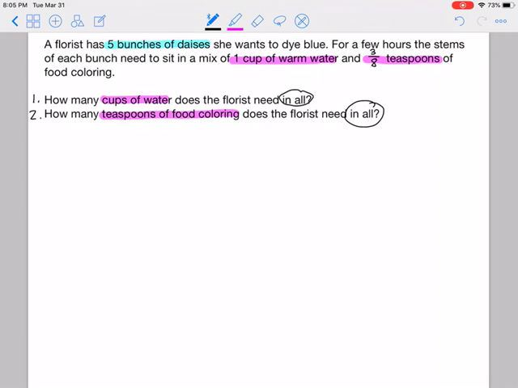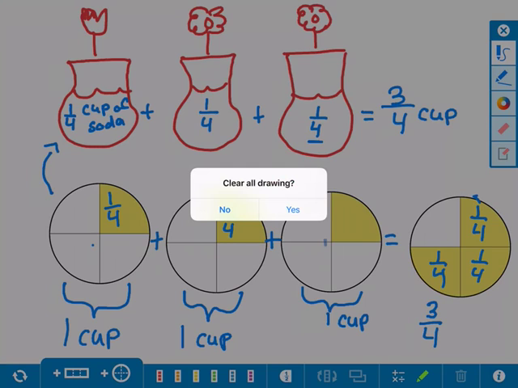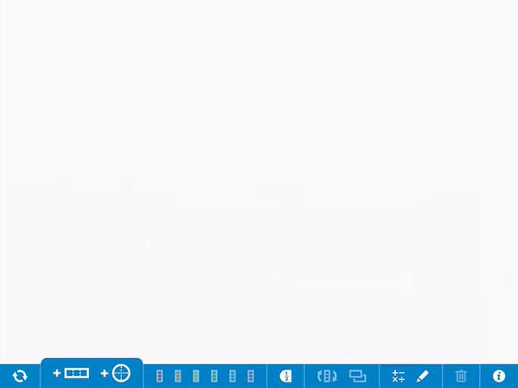So we're going to solve this the exact same way. We're going to draw pictures, and we're going to use fraction circles, and then we're going to answer the same questions we did for the last problem. So I'm going to go into my app. I am going to clear. Okay, so they said that there was 5 bunches of daisies that she wants to dye blue. So in those stems need to sit in a vase, right?